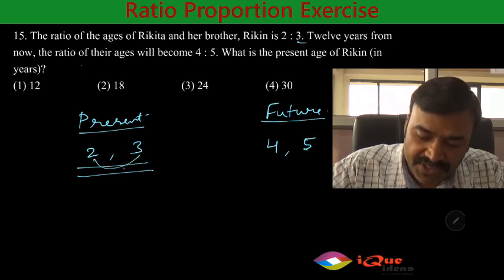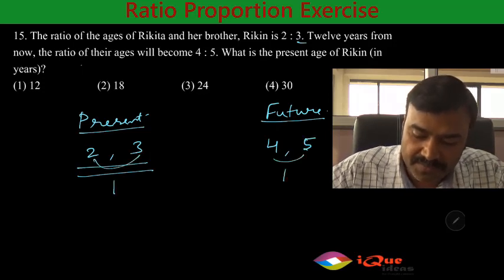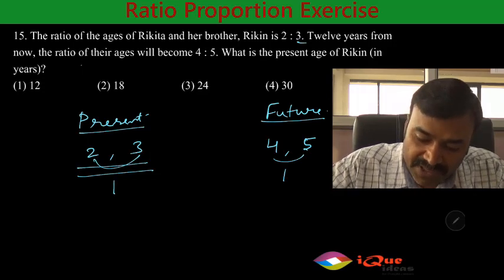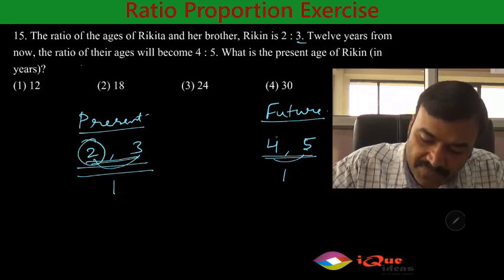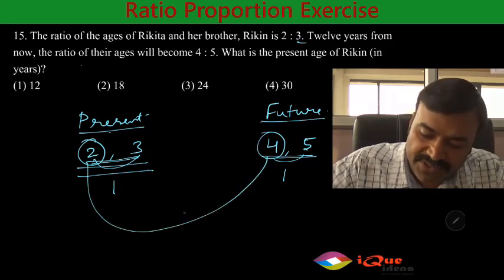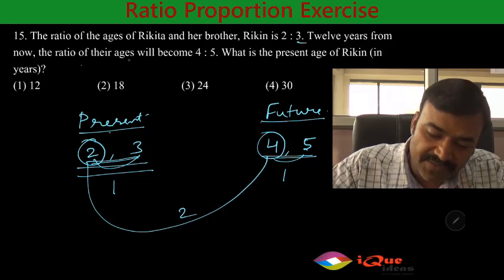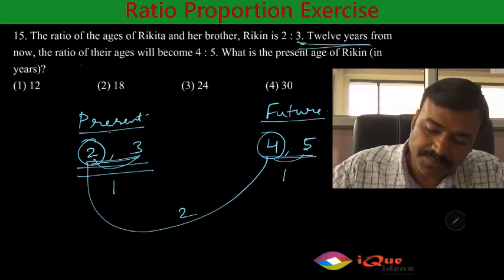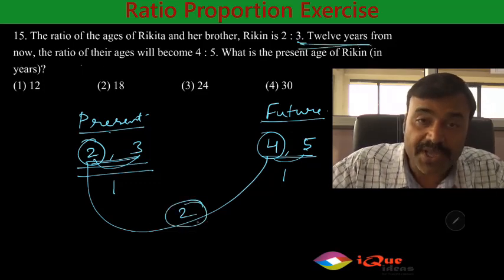What is the difference of 2 and 3? 1. What is the difference of 4 and 5? 1. So this is suitable, this is fine. But if I assume these to be the actual ages, the difference of ages of any one person from present to future looks like 2 to 4 is just 2. Whereas the actual difference is 12 years. So let's make this 2 equal to 12.